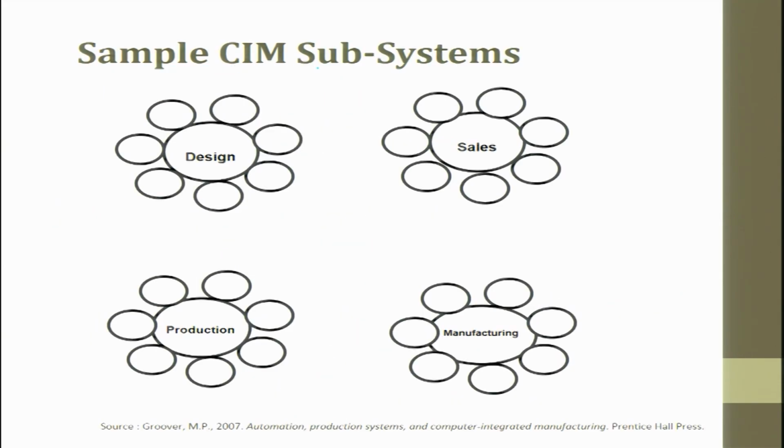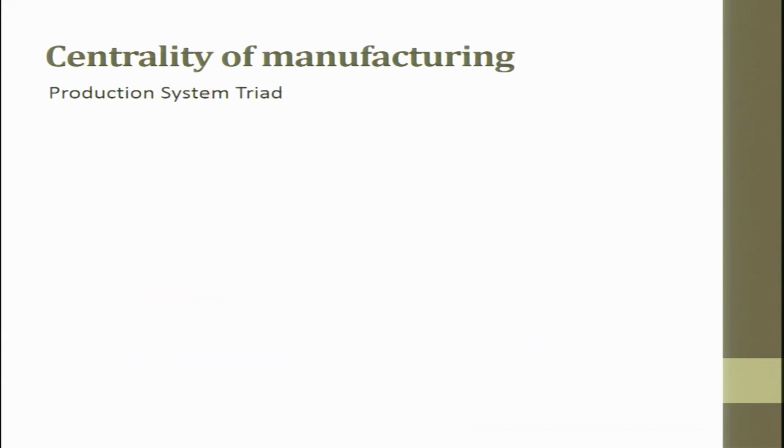Sample of SIMS subsystem. SIMS can have a design, and design can have several subsystems, because design, as I told you, can be for optimization, simulation, animation, whatever it is. So many things are involved in the design stage. Then you can have sales, so you can have several subsystems. SIMS itself has design as a subsystem, then design can have several subsystems, sales can have several subsystems, production can have, and manufacturing also can have. These are all subsystems which are part of a SIMS, which is a bigger environment.